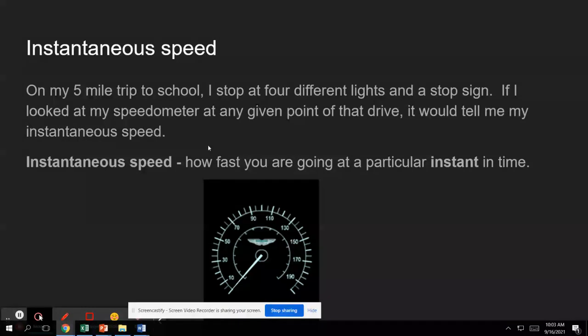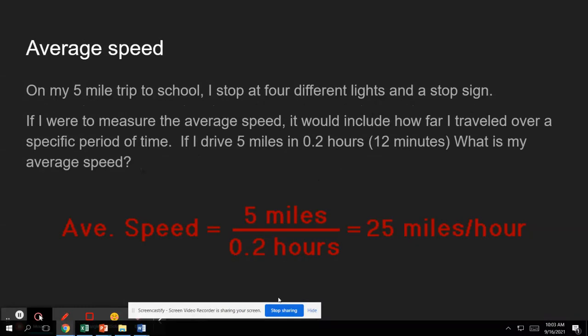So instantaneous speed is how fast you're going at that instant. Average speed is how fast you go over the whole duration of the trip. That's simply calculated by taking the distance you travel divided by the time, how many miles you travel and how many hours it takes. It's the distance traveled divided by time.